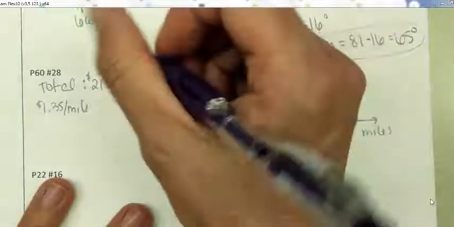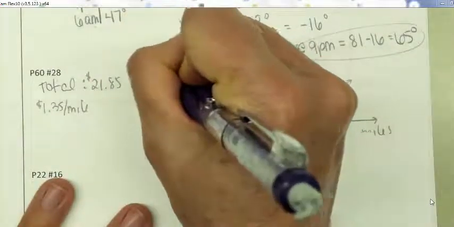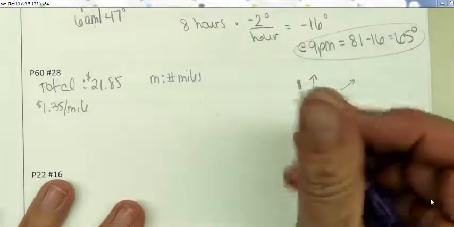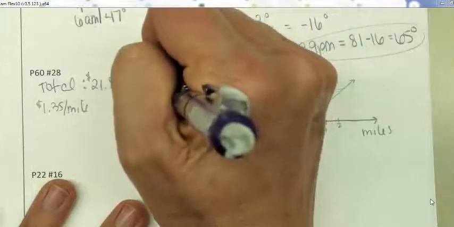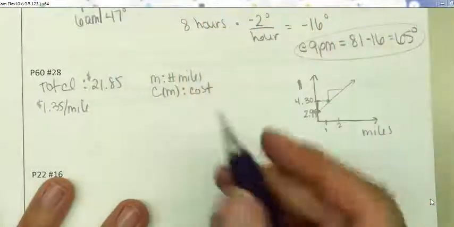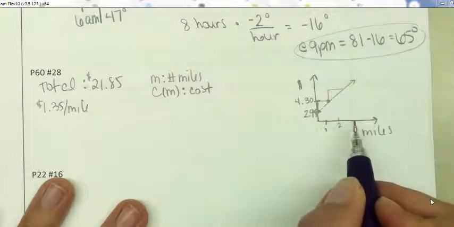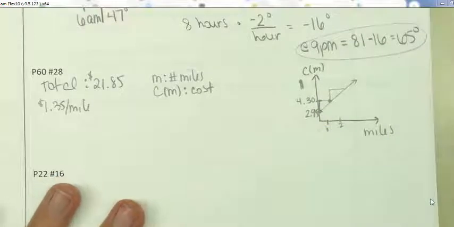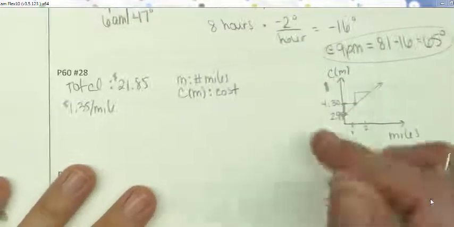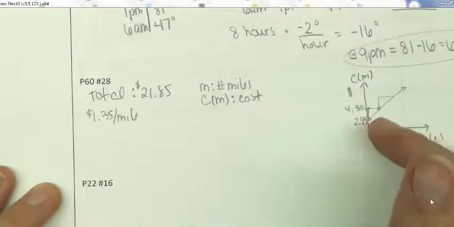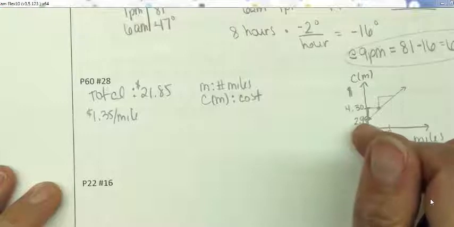So if I think about, let's see, let M be number of miles. And how about C, or C of M? Make that our function. That's going to be our total cost based on the amount of miles that I've gone. Okay, so this will be my C of M up here. Okay, so this is a linear function. My y-intercept is $2.95. No matter what, I've spent $2.95, even if that taxi goes nowhere.